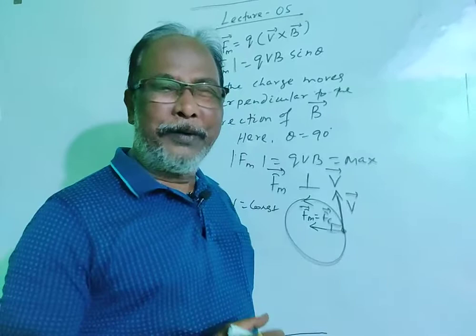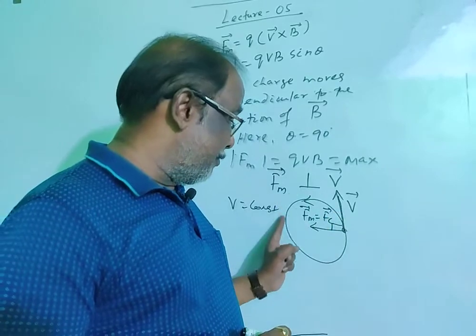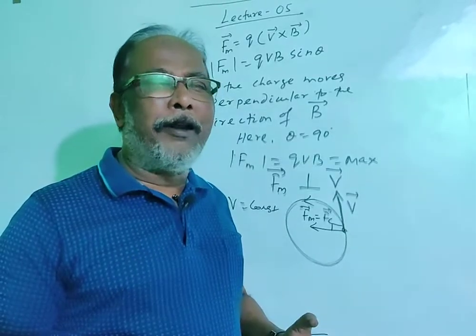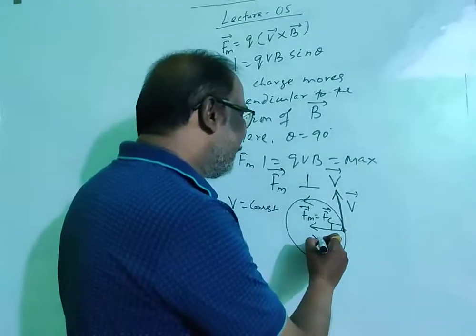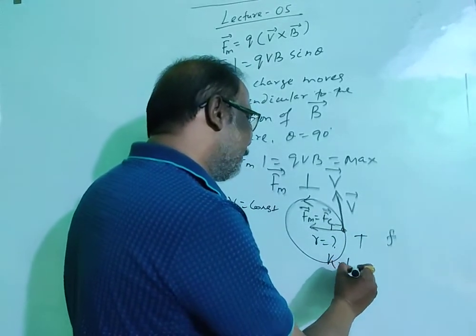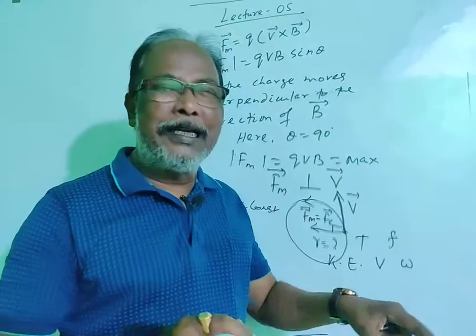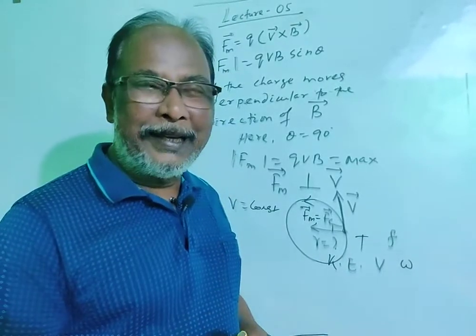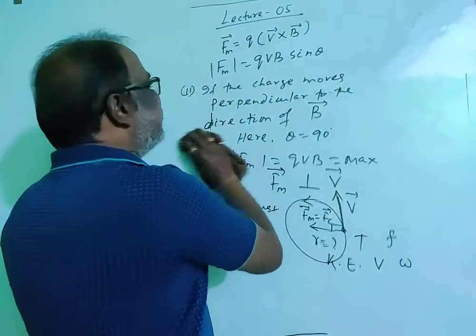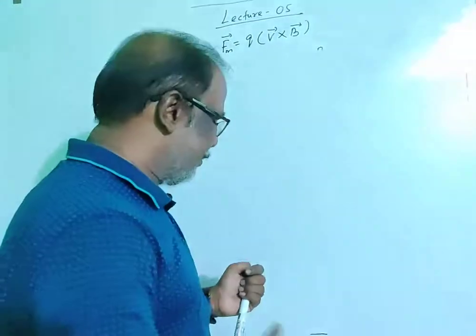And in the previous lecture we have discussed motion of charged particle in circular path, and we have found different formulae. Means what is radius of circular path, what is time period, what is frequency, what is kinetic energy, what is speed, what is angular speed, and so on. We have discussed all these, and we have done some numericals also in the previous lecture. And today is the third case, case 3. This is the third case.